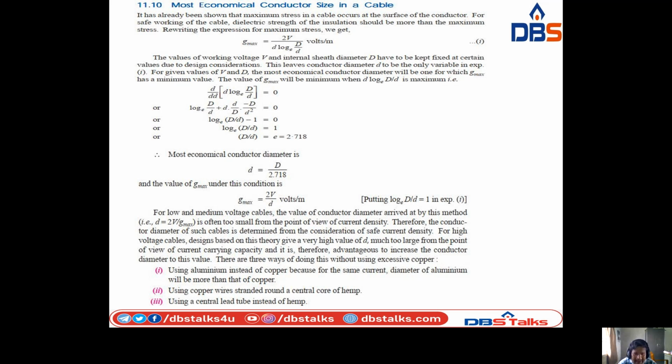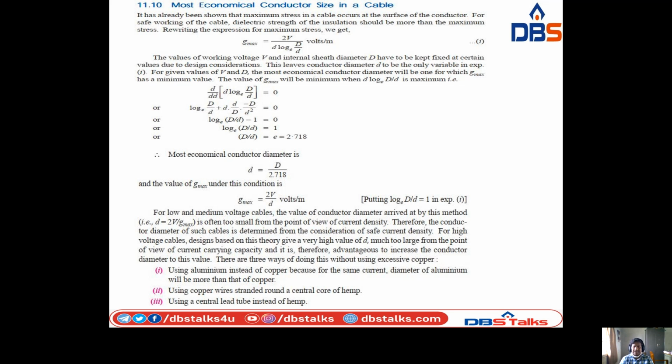So d by dd of d log D by d equal to 0. Two terms are there, d and log D by d. The derivative of d is 1, therefore log D by d plus d into the derivative of log D by d, that is d by D times minus capital D by d square, equal to 0. So the small d square cancels, capital D cancels, that is log D by d base e minus 1 equal to 0. Log capital D by small d equal to 1, so capital D by small d is equal to e power 1, that is 2.718.